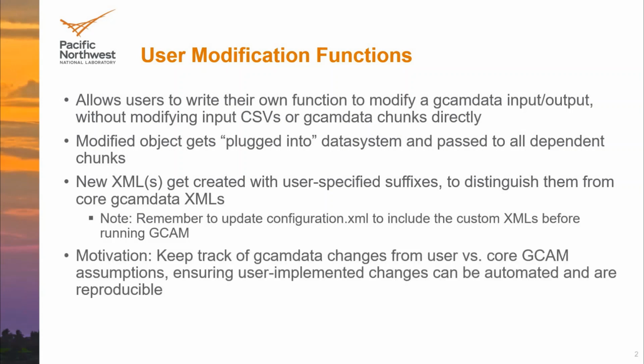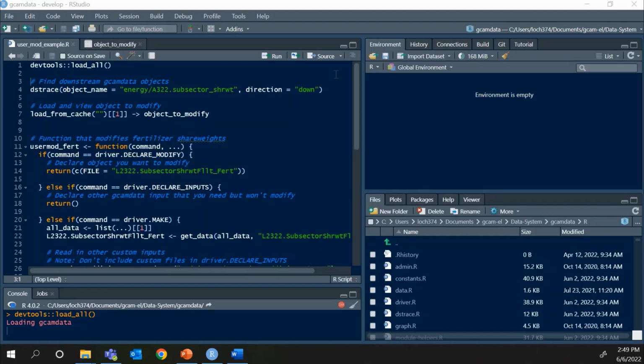And the motivation behind this is to keep track of GCAM data changes from a user versus core GCAM assumptions, ensuring that user-implemented changes can be automated and are reproducible. Let's move to R and do a quick example of this. Let's say we want to adjust fertilizer share weights in just the US.